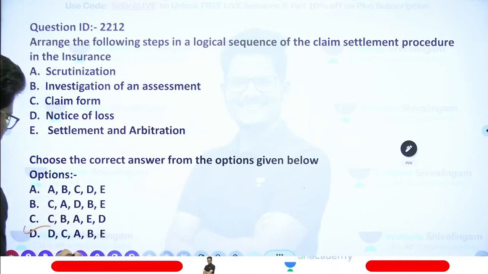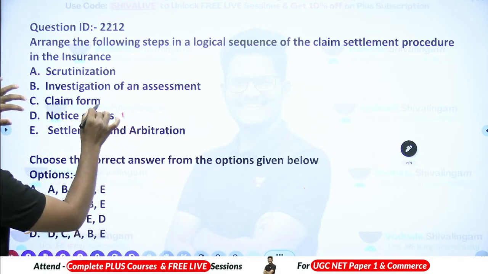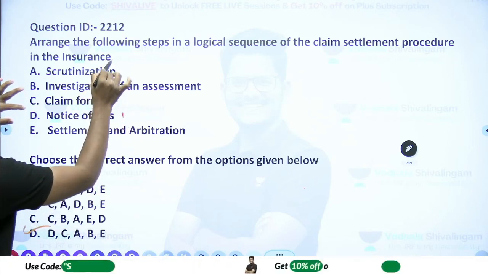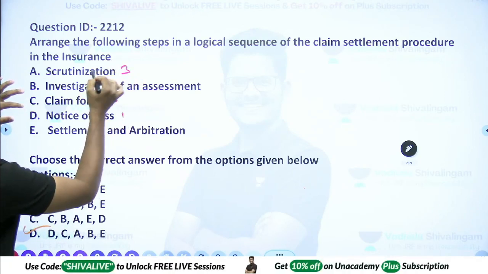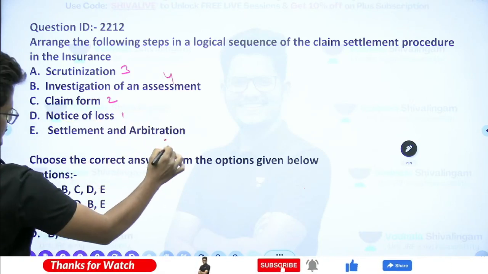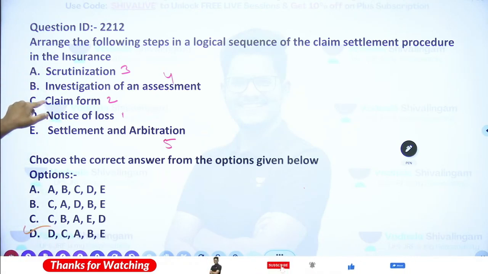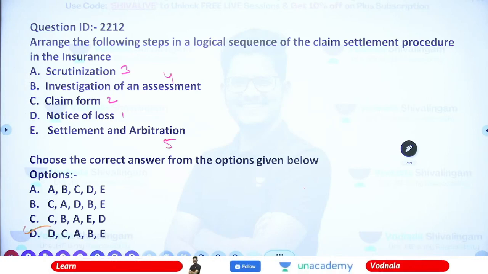Yes, answer was D. First initially notice of loss and C later. Third one is this one. Fourth one is assessment. Fifth is same. This B and D same, but the first three steps are changed. First notice of loss, later claim form and scrutinization. Yes, yes.